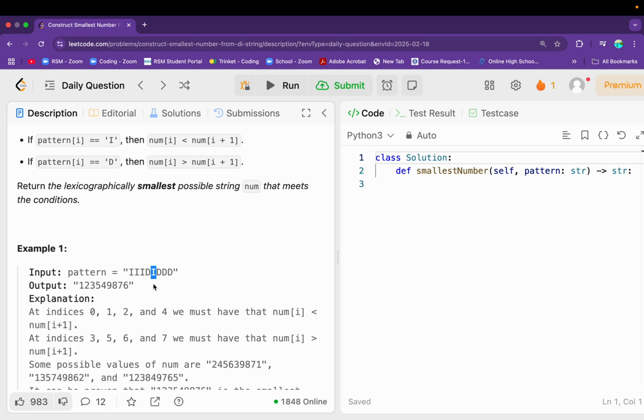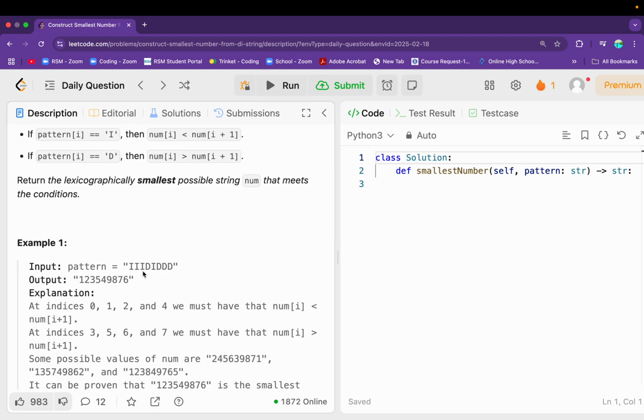And you see that that does hold true for all the elements at those indices where the input string pattern is equal to an I. 1 is indeed less than 2, 2 is indeed less than 3, 3 is indeed less than 5, and 4 is indeed less than 9. These are some very important observations to make in the problem's context here. We see that the output string at index 0, 1, 2, and 4 all have values that are less than the element directly to the right of them.